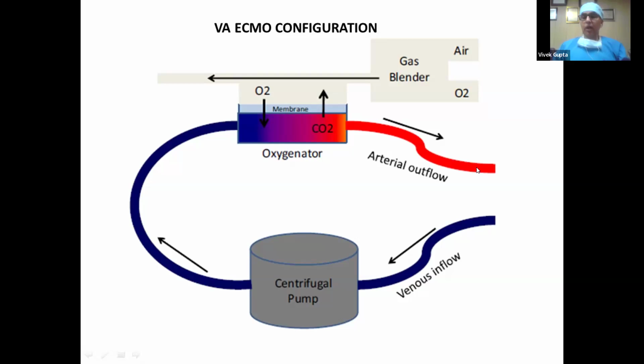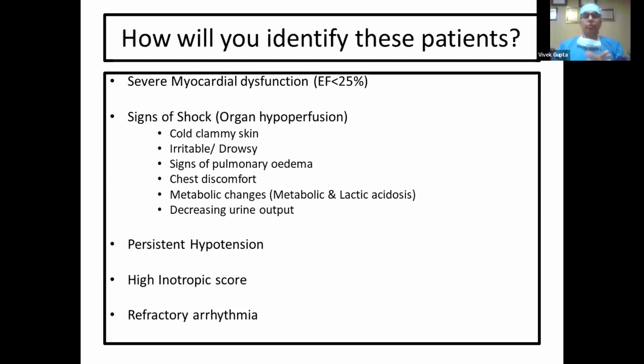The most common site in the ICU is the femoral artery, but there are other arterial accesses like the axillary artery, or in cases of pediatric patients, we can have access via the carotid artery as well for initiating VA. So the most important question comes: how do you identify the patients who will be candidates? It is very, very important that we understand which patient is going to be a candidate for VA.